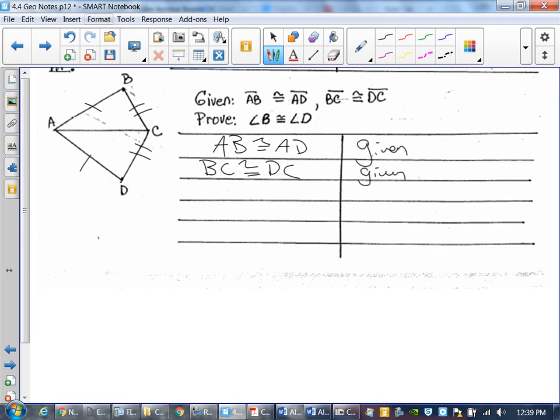What's left? The reflexive, very good. The reflexive side is left over. So we have to mark up the AC.